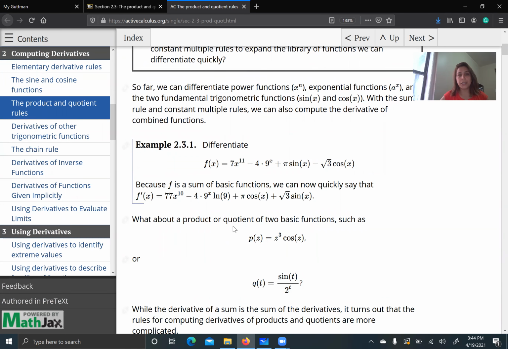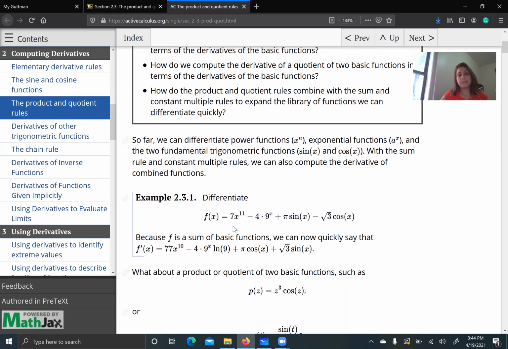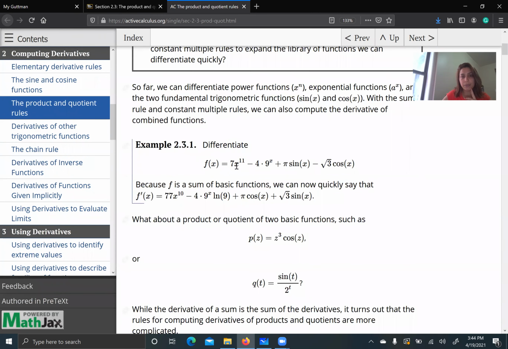So just as a refresher, let me review that. So far we learned how to use derivative rules in order to differentiate power functions, exponential functions, and also two trig functions, sine and cosine. Since we already learned about the sum rule and the constant multiple rule, we can also compute algebraic combinations of these basic functions. So for example, let's look at the first example of this section.